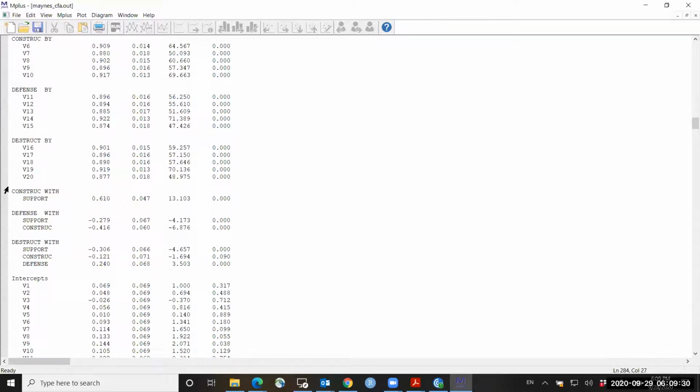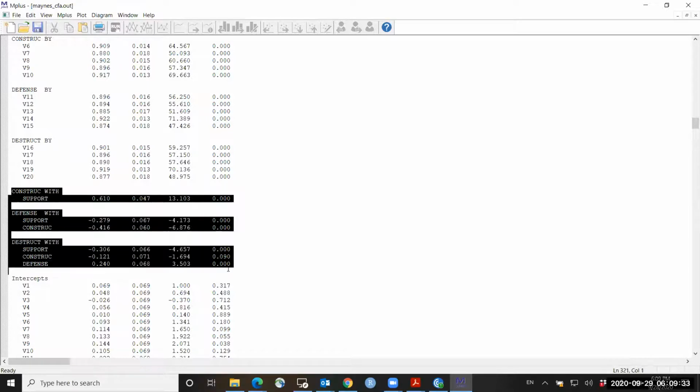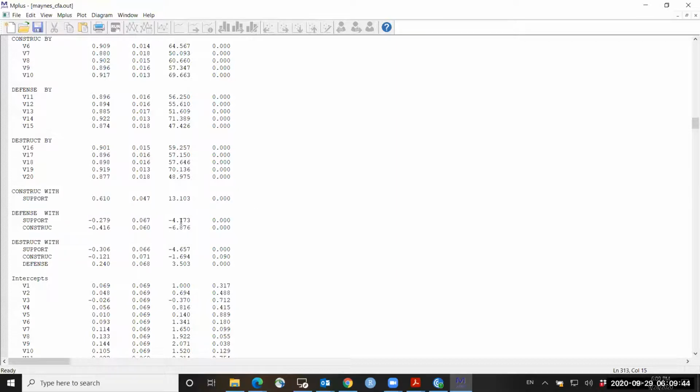And then I have here the correlations between the factors. I didn't put these statements in the command, in the syntax. I could have, construct with support, defense with support, meaning correlated with. Now I didn't put them there because Mplus by default estimates correlations between latent factors. So I could have stated them explicitly, but I didn't need to, since it's a default. It shows that they all correlate significantly, except destruct with construct, which do not correlate significantly.